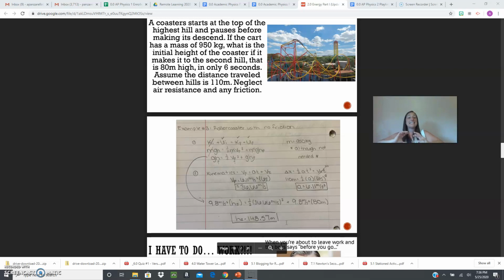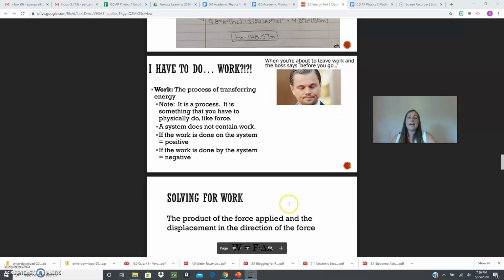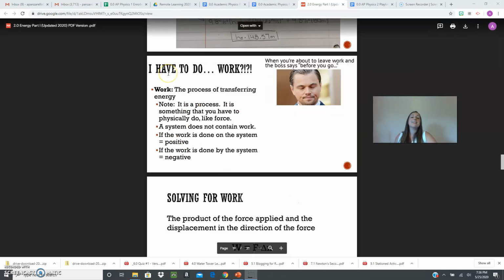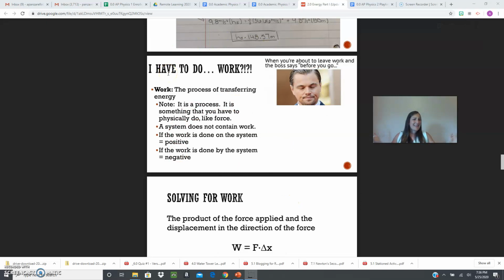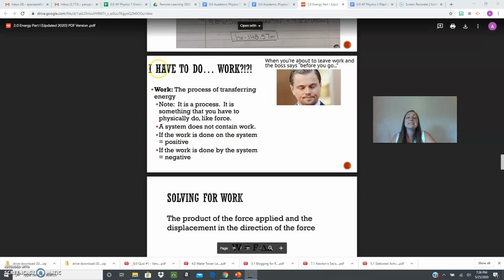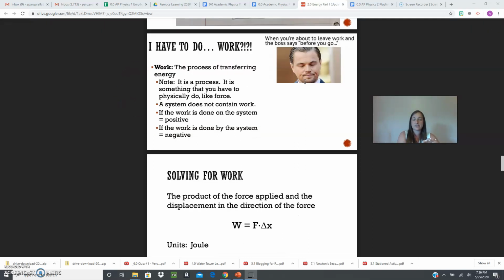Here I'm going to either use forces or kinematics, and then I'm going to finish with energy. Now, the very last thing is the concept of work. So what is actually transferring, or how are you getting from that initial stage to the final stage? Something is getting you to that point, and it's the concept of work, and it is the process of transferring you from that initial to the final stage.